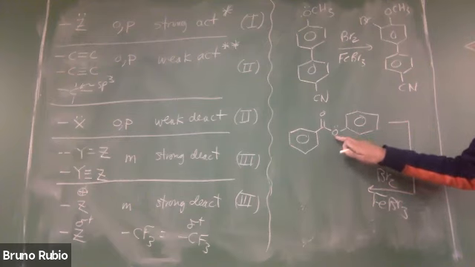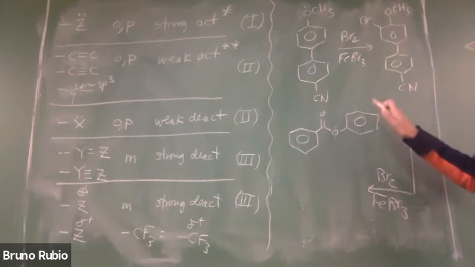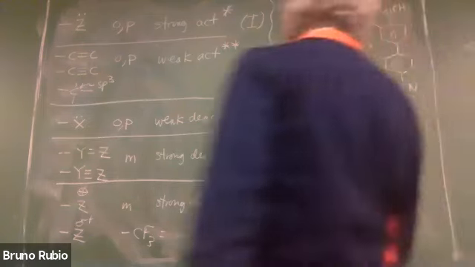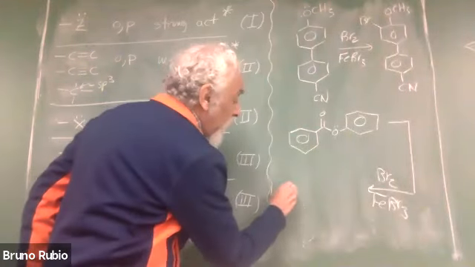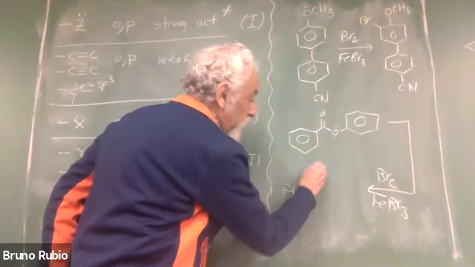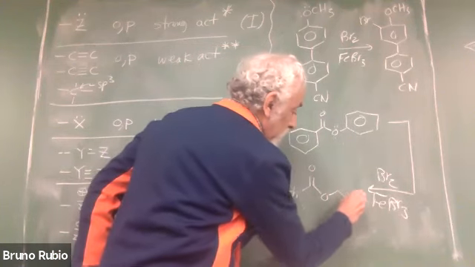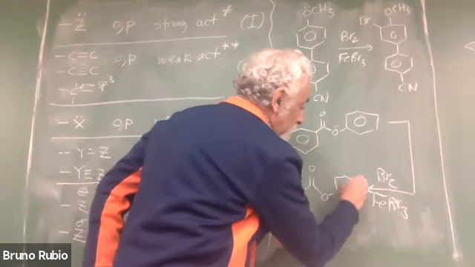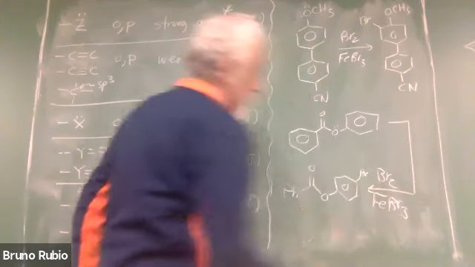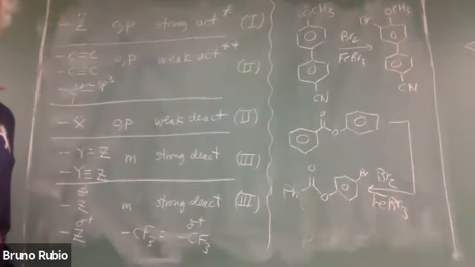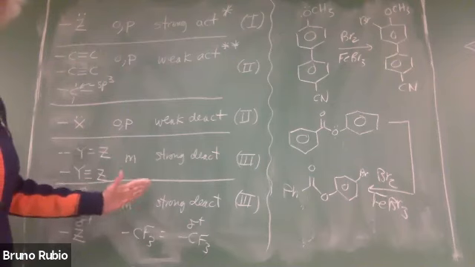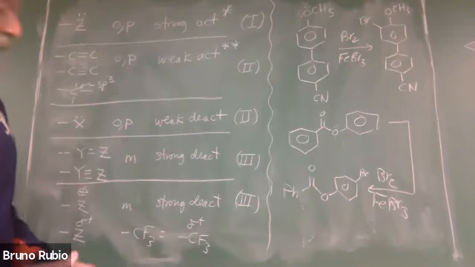This is an ortho-para director. Most of the time, the major product is going to be the para substitution product. So we'll get, as the major product, this. Yes? So see how to use the information here on this table.